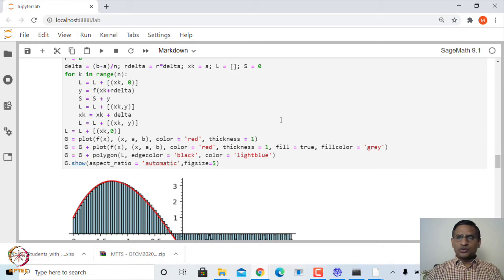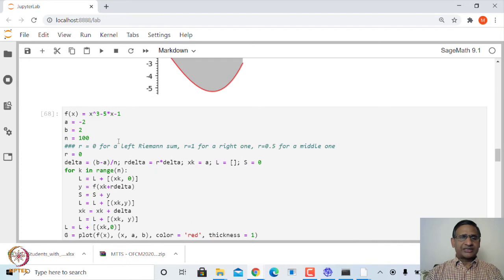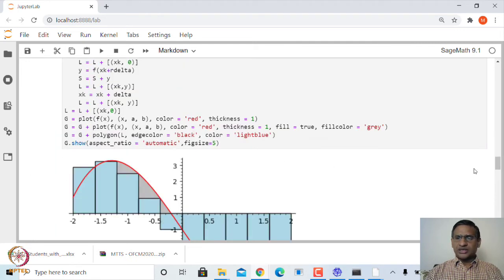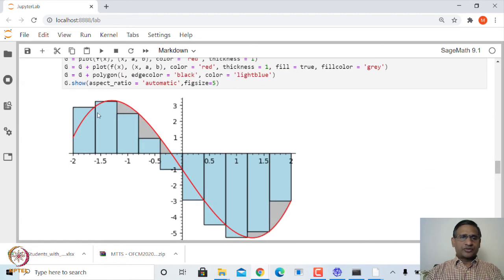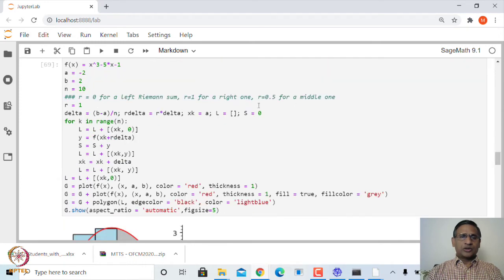Instead of approximating the area by taking the left end point as the height, we can take the right end point. So, for example, let me just do it for 10 sub intervals, right end point. Here this is the height, here this is the height, this is the right end point, and so on. One calls this the right Riemann sum.